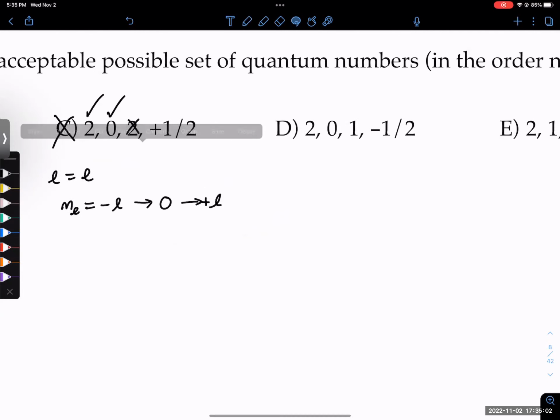So, E isn't right either for the same reason, because L is 0. Exactly. So she just said, I'm just gonna repeat it because I'm not sure if they can hear. But she just said, if L is 0, M sub L can go from negative L to positive L. So if L is 0, there's only one possible value for M sub L, because you can't have -0, +0, it's just 0, right?